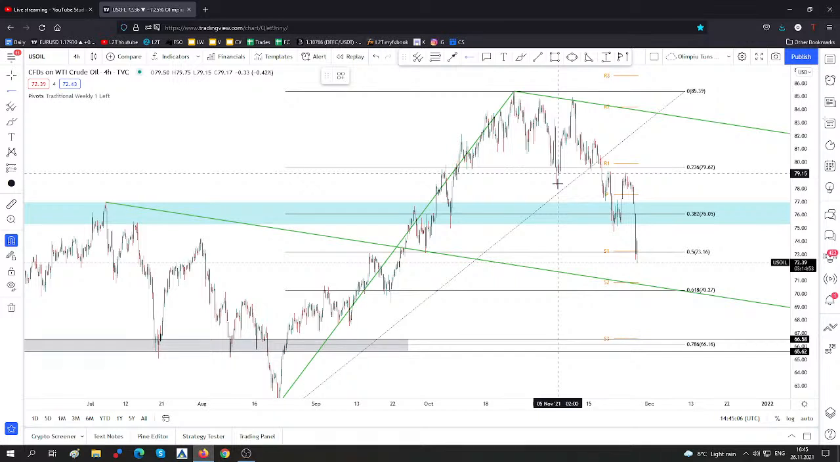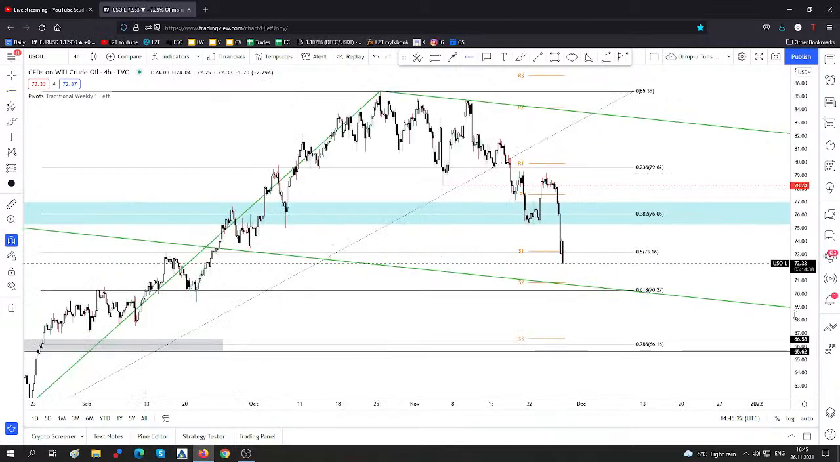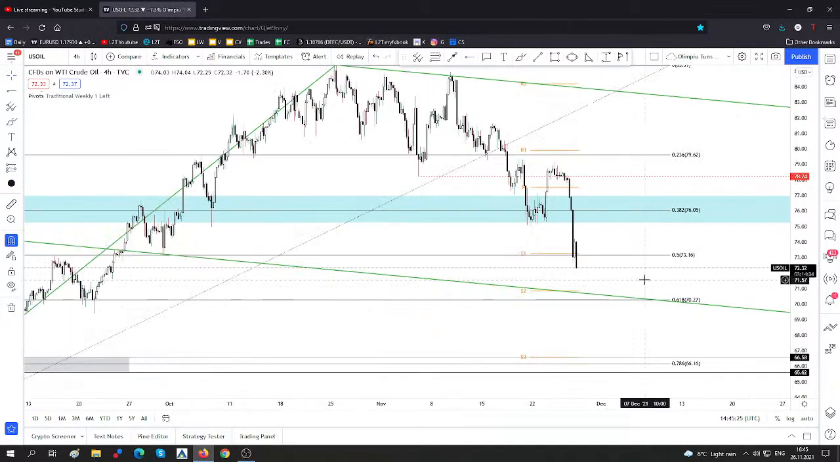Unfortunately the price failed to stay above the 38.2, above this support zone area, demand area. So right now we have a bearish bias, and the medium line of the descending pitchfork, personally I will use actually the medium line of the descending pitchfork as a potential downside target, as a potential downside obstacle.